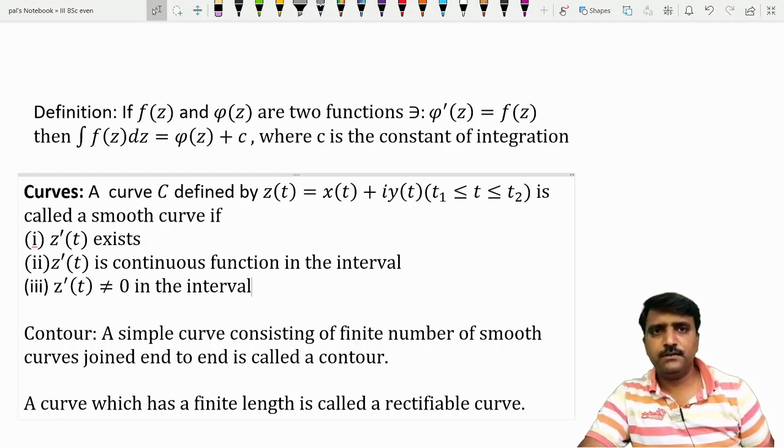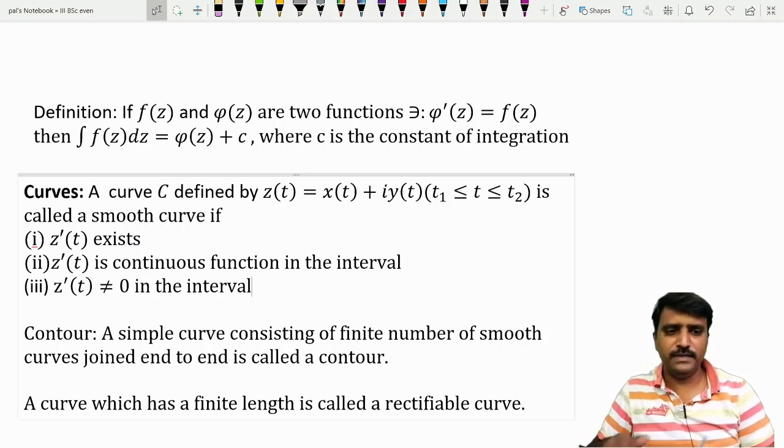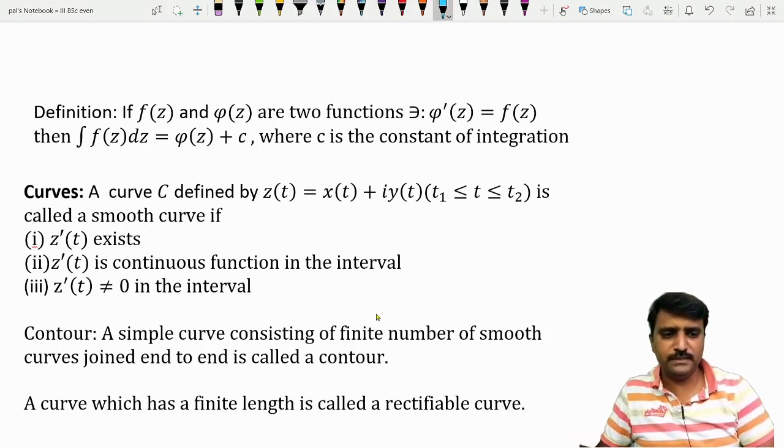Next definition, contour. What is the meaning of a contour? A contour is a simple curve consisting of a finite number of smooth curves joined end to end. So a contour is a closed curve that is a combination of smooth curves. Then we say it is a contour. A contour may be like this.